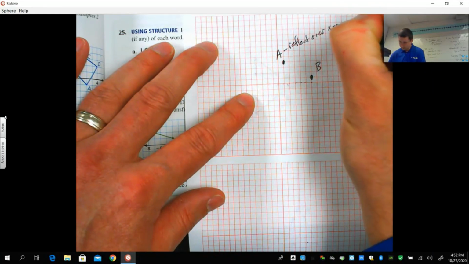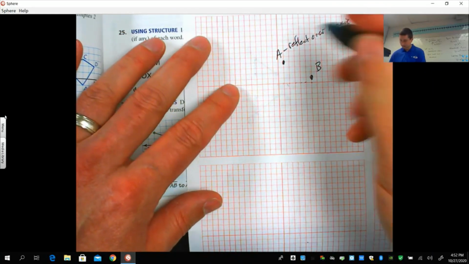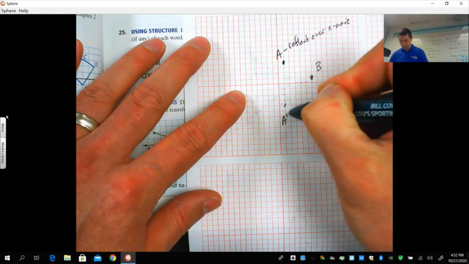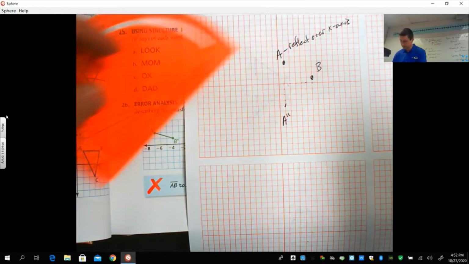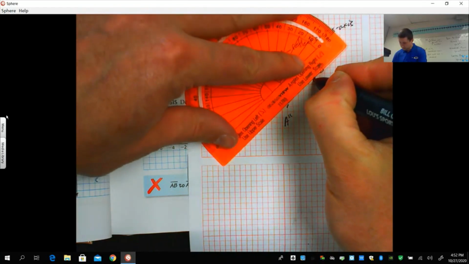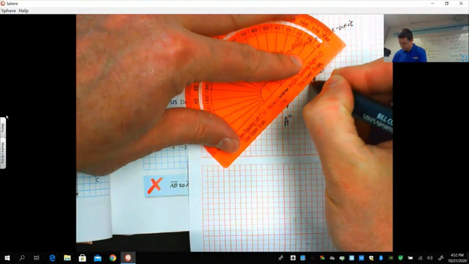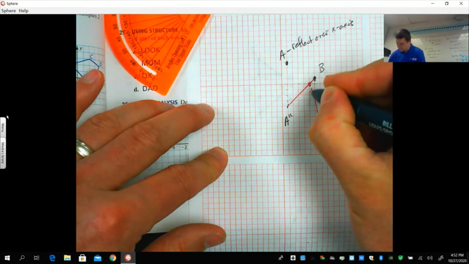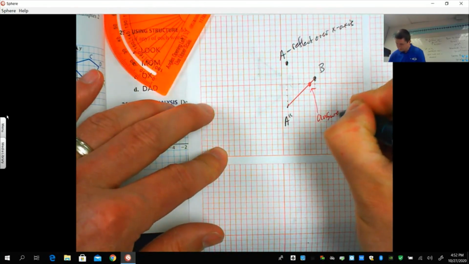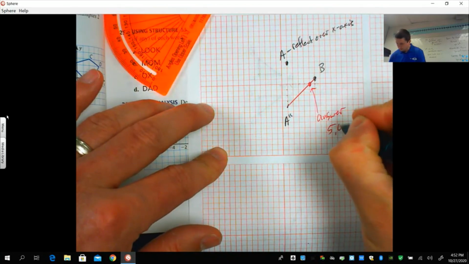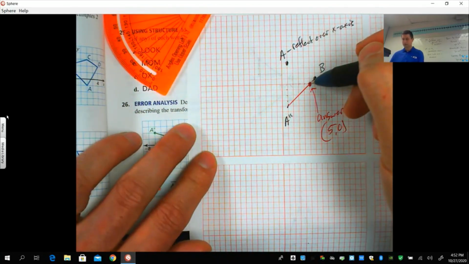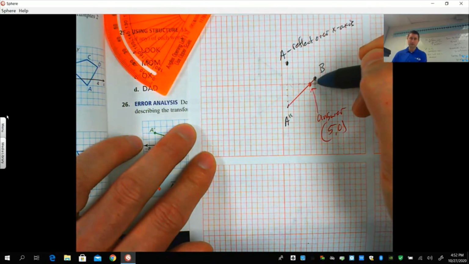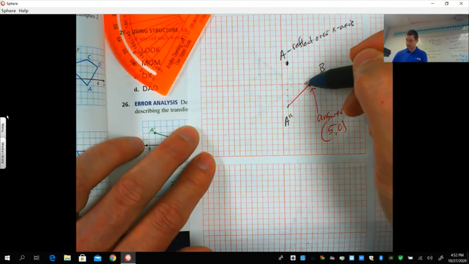So reflect over the x-axis. That's 4 up, so it's going to be 4 down. So there's A double prime. Connect these 2 points right here. And then this is the answer, which would be 5, 0. Okay, so if you put that point there, the distance from A to C plus B to C is going to be the minimum distance you have. If you slide it to the left, it's going to get longer.